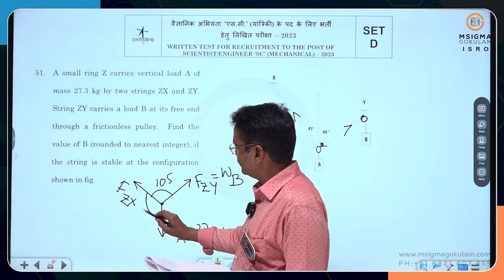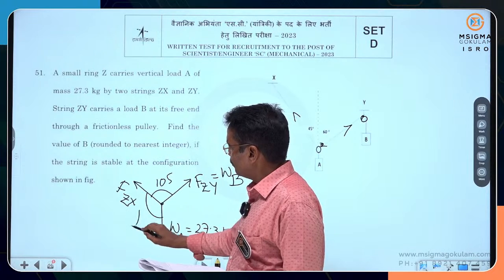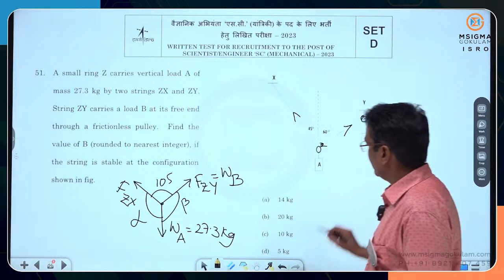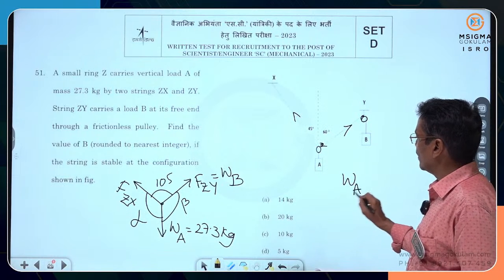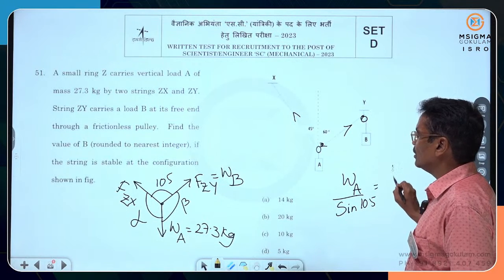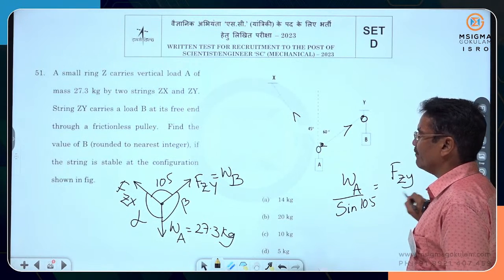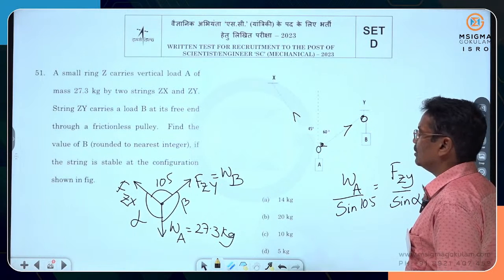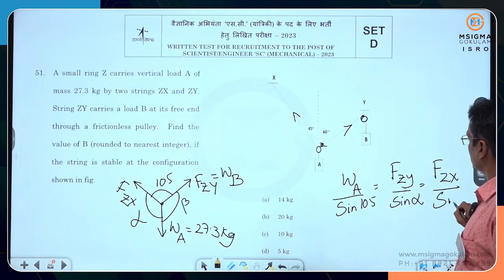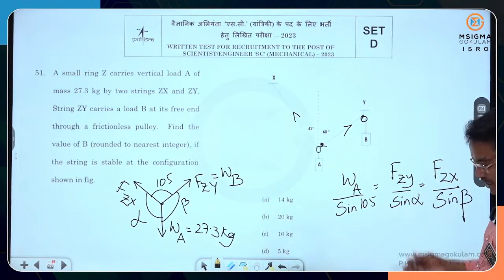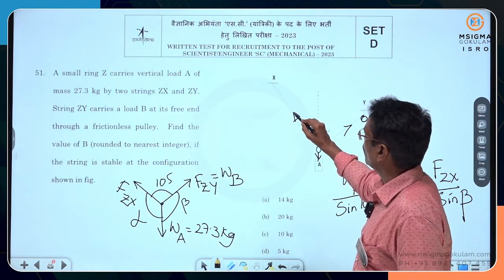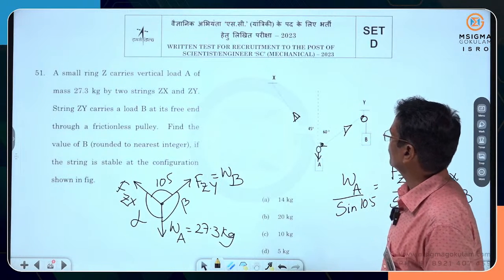If this is alpha and this is beta, then by Lami's theorem we can write WA by sine 105 is equal to FZY divided by sine alpha is equal to FZX by sine beta. We can calculate all the 3 forces. There are 3 forces here: the weight, one force here, and another force here.